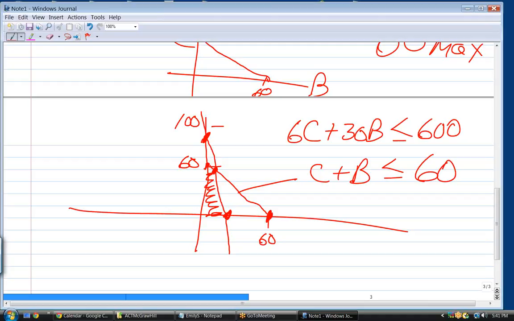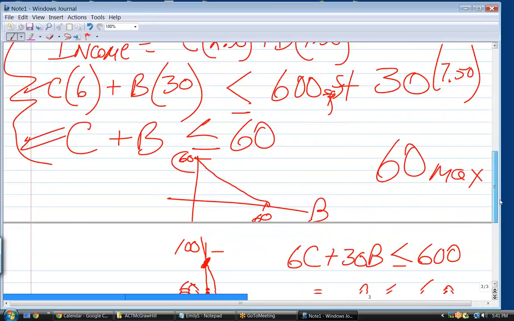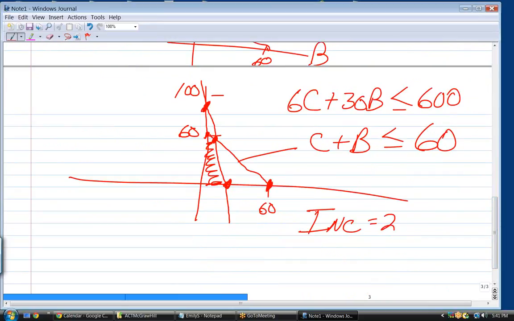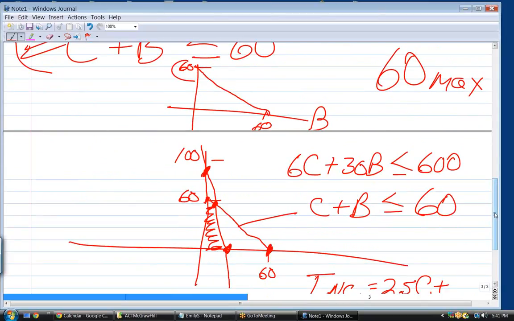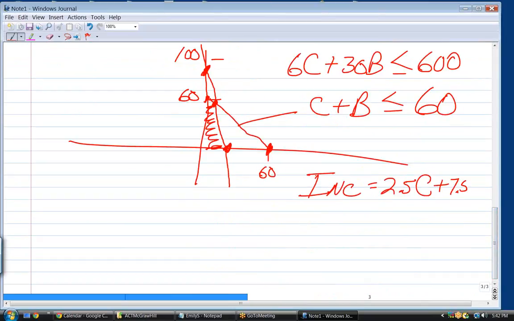What we now want to do is figure out which of those vertexes produces the highest income. Well, the income function is 250C plus 750B, and that maximum is going to come at one of these vertexes. Well, let's examine that vertex. We can have 100 cars and no buses.